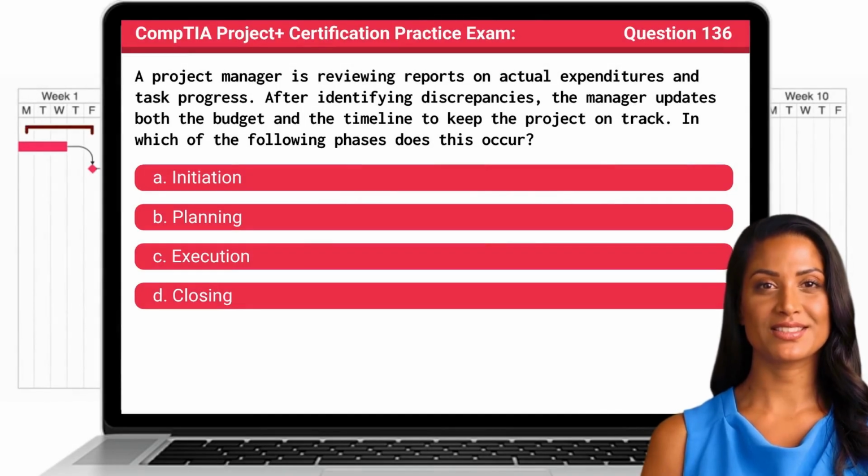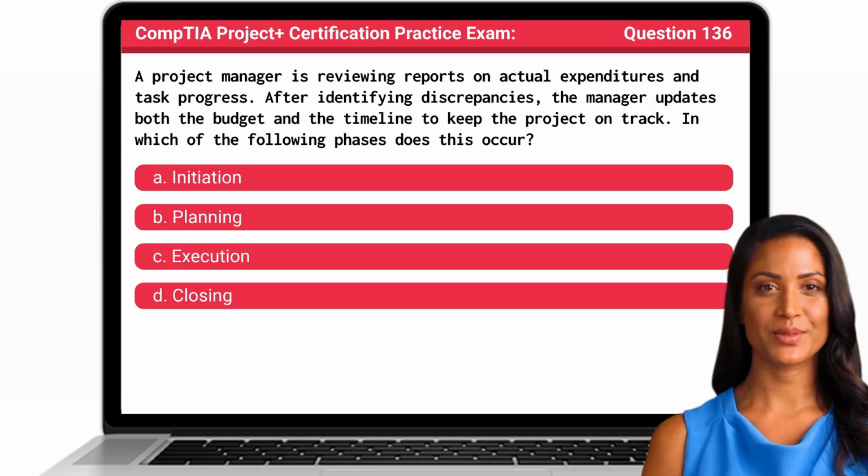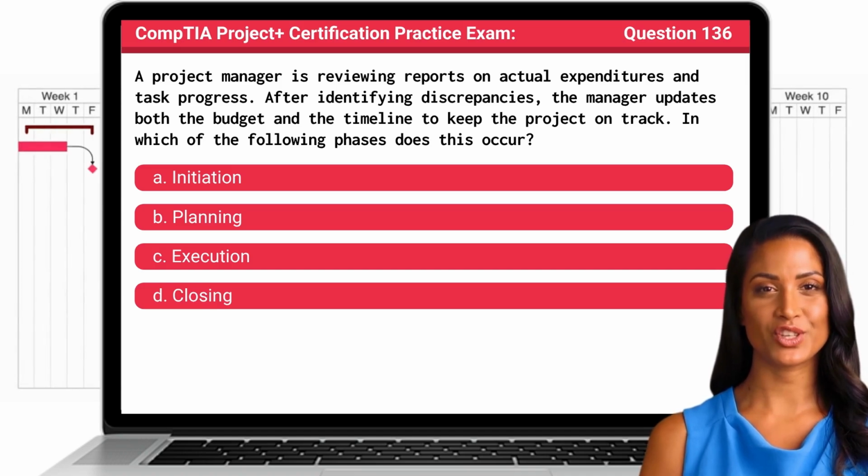Question 136. A project manager is reviewing reports on actual expenditures and task progress. After identifying discrepancies, the manager updates both the budget and the timeline to keep the project on track. In which of the following phases does this occur?